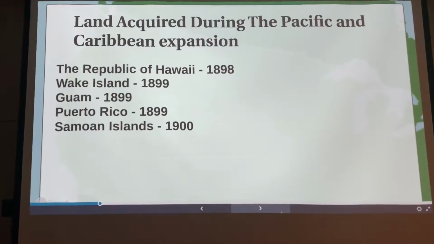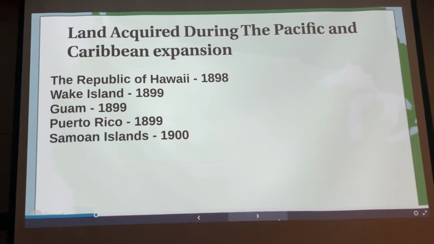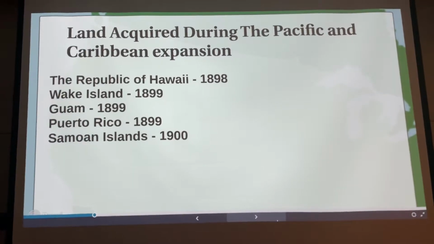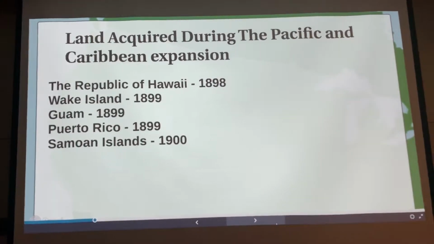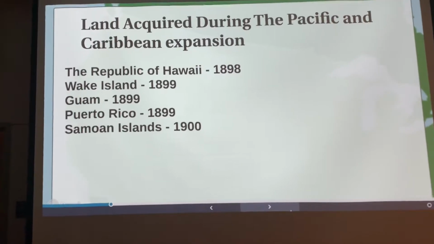And now this is the land that they acquired during the Pacific and Caribbean expansion. They acquired the Republic of Hawaii in 1898, Wake Island in 1899, Guam, Puerto Rico in 1899 as well, and the Samoan Islands in 1900.